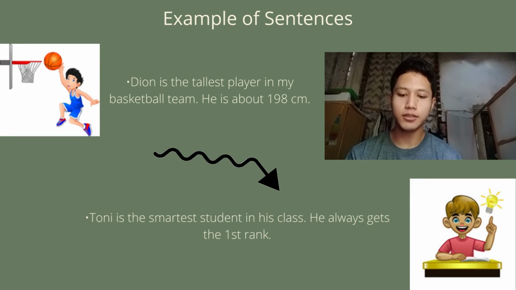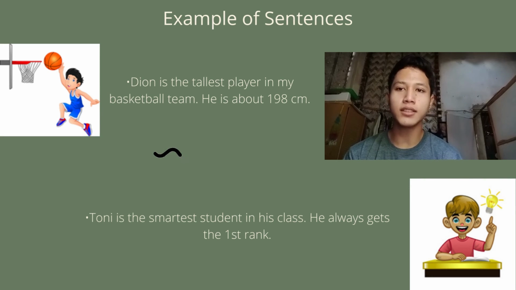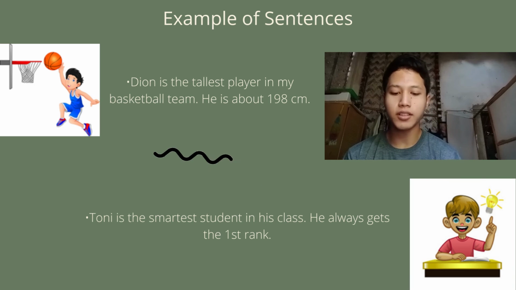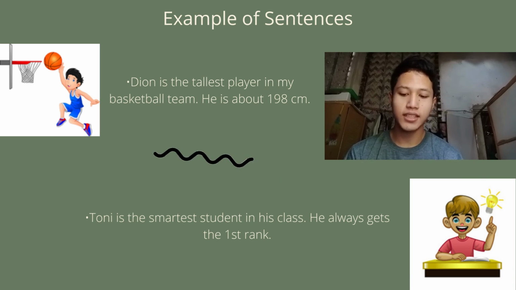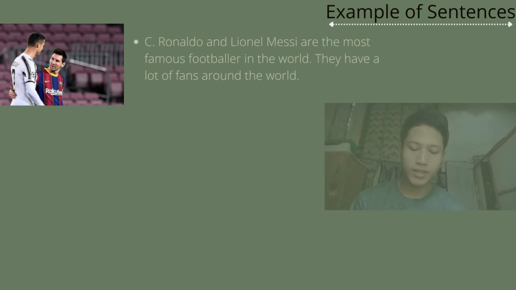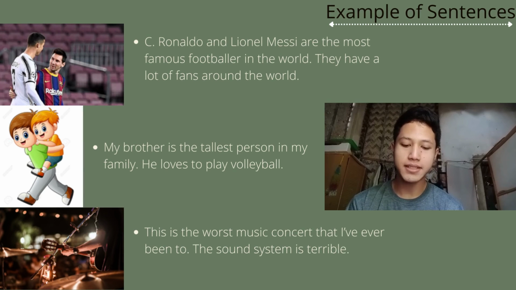Zion is the tallest person in my basketball team. He is about 198 centimeters. Tony is the smartest student in his class. He always gets the first rank. Cristiano Ronaldo and Lionel Messi are the most famous footballers in the world. They have a lot of fans around the world.